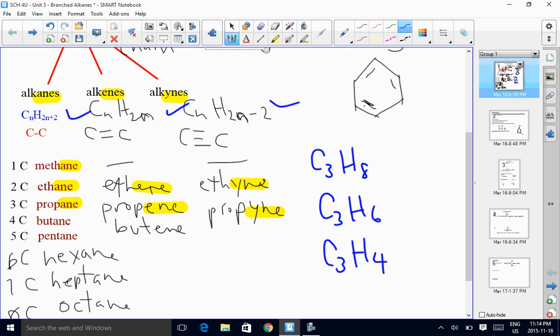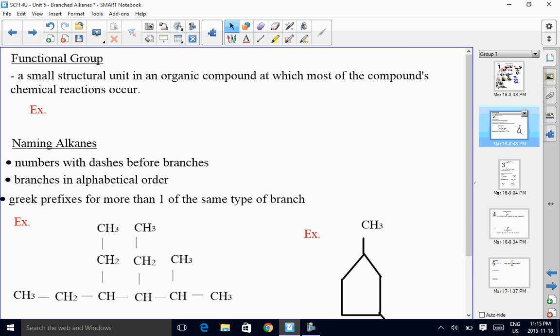All right, now let's get to something a little more complicated. This has to do with branches. You can pause at any time to take a note. I'm just going to continue on here.